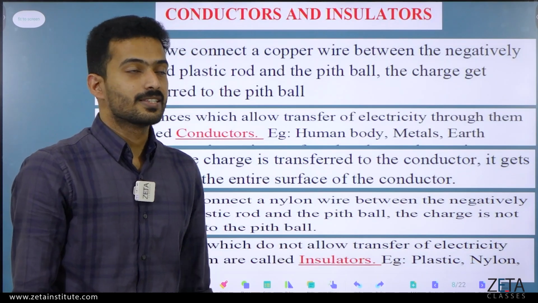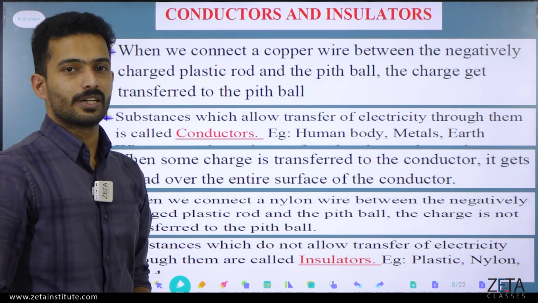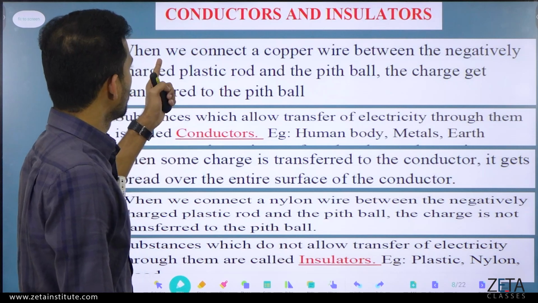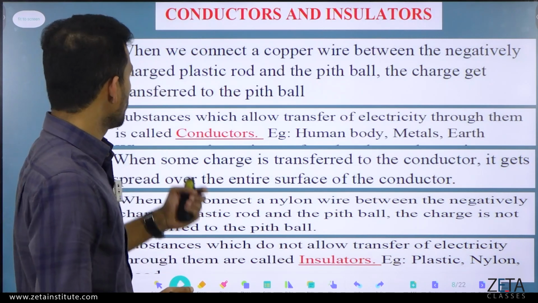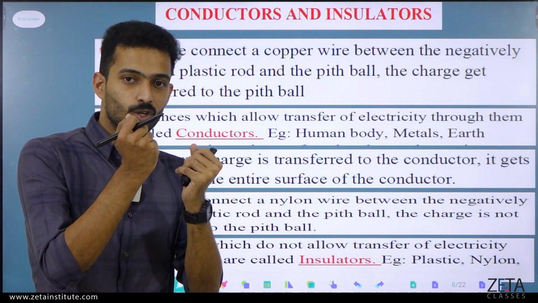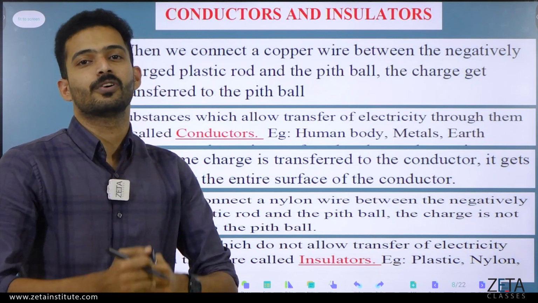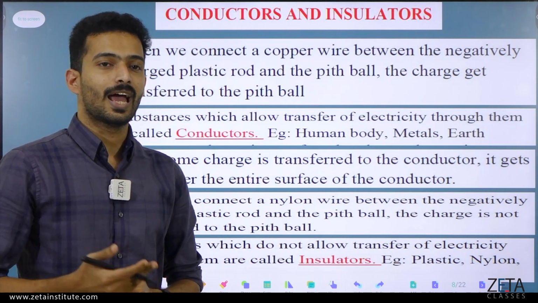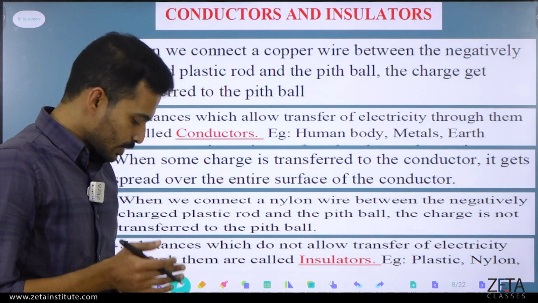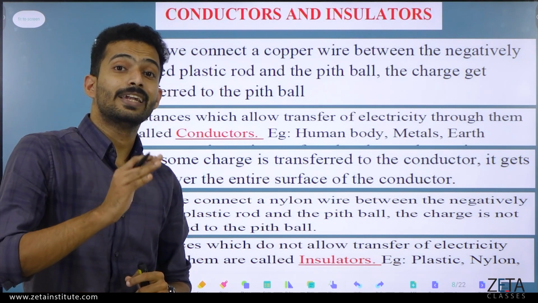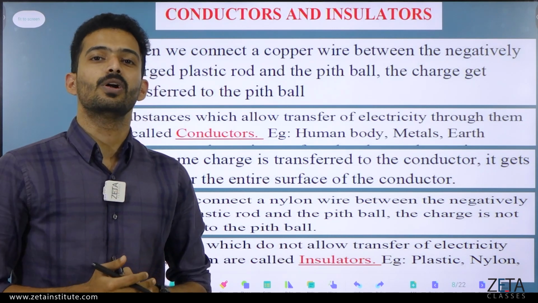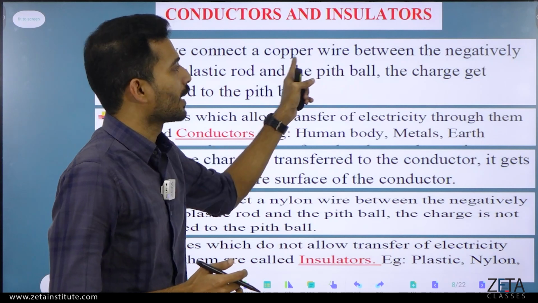Next, let us discuss conductors and insulators. You all are familiar with conductors and insulators. Here, connect a copper wire between the negatively charged plastic rod and a pith ball. We know that when we rub a plastic rod with fur, the fur gets positively charged and the plastic rod gets negatively charged. So we are connecting this negatively charged plastic rod with a pith ball by using a copper wire.